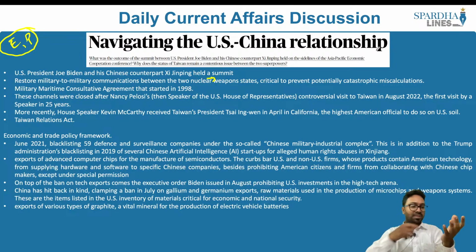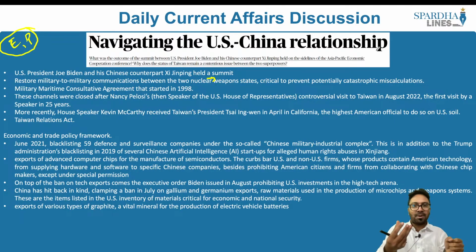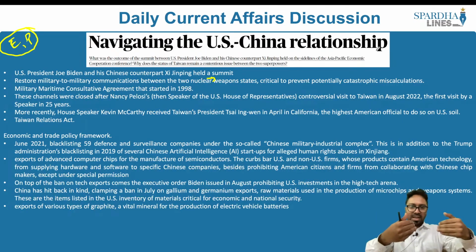China basically believes that this Taiwan which is present is part of mainland China. But Taiwan says, no, we are not part of mainland China. We are an independent country, and that is Taiwan in itself. So this is a conflict between mainland China as well as Taiwan.